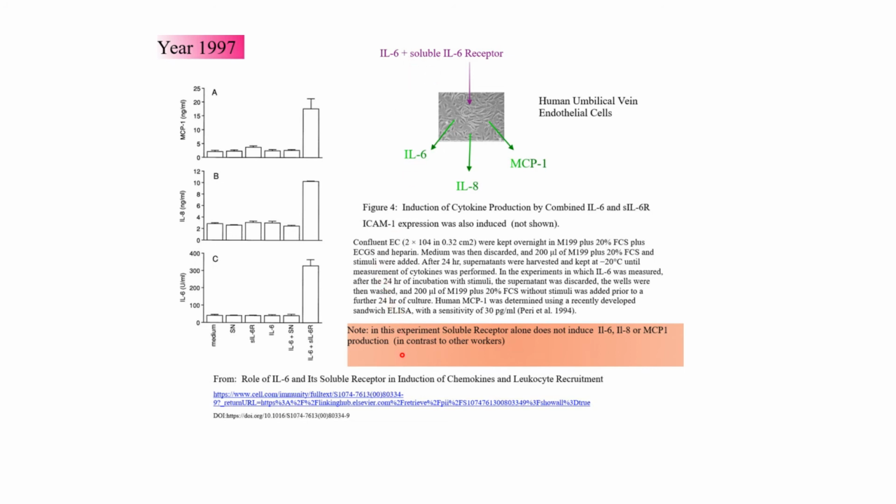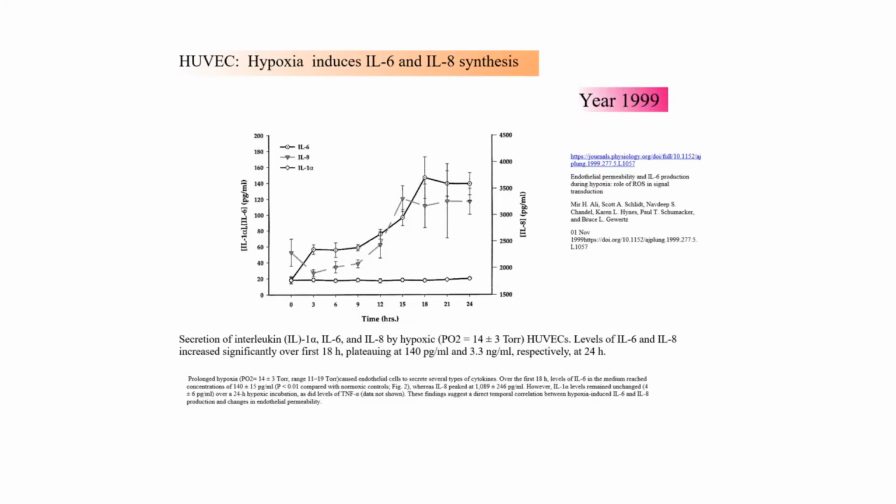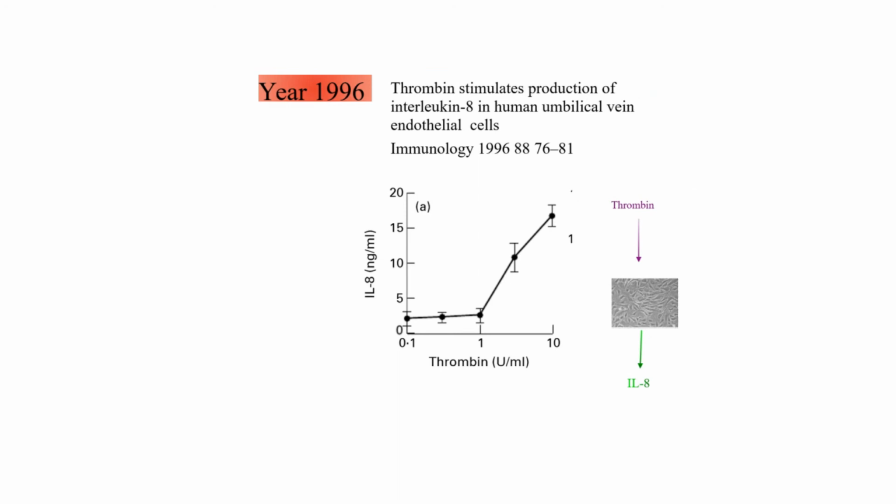This is in contrast to the experiments done by other workers, which I will be talking about later. Not much difference, but there is some difference. Broadly, they are on the same track. 1999. Hypoxia induces IL-6 and IL-8 synthesis in HUVEC. 1996. Thrombin stimulates production of interleukin 8 in human umbilical vein endothelial cells. Give HUVEC thrombin, they give out IL-8.